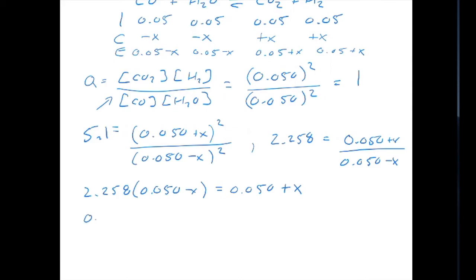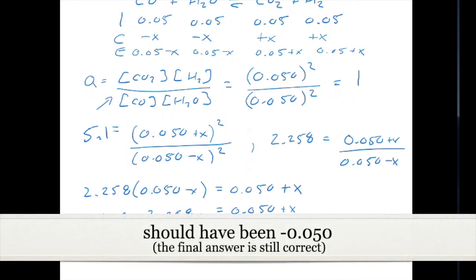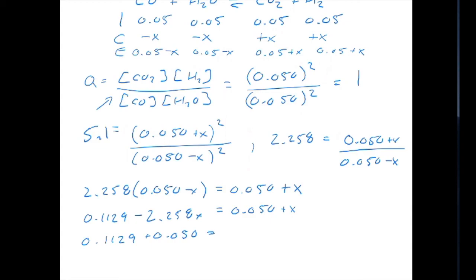Continuing on, 0.1129 minus 2.258x equals 0.050 plus x. Collect some of our terms. 0.1129 minus 0.050 equals 3.258x. And if we solve for x, x equals 0.0193.